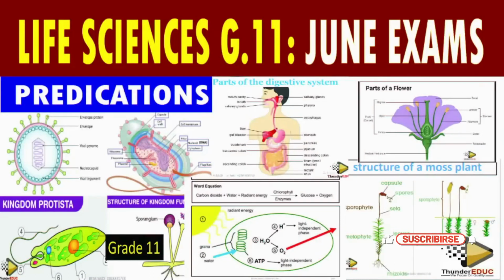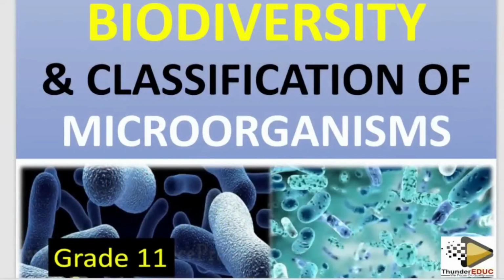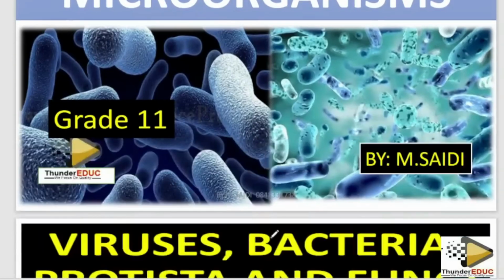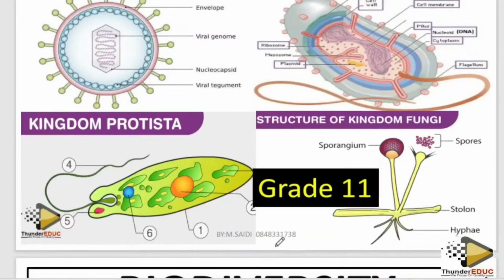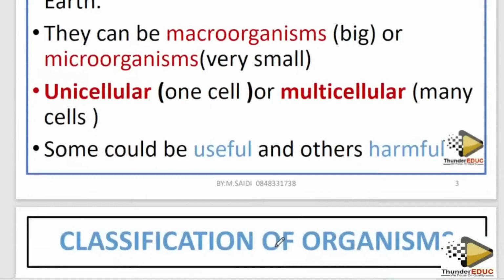We are going to go topic by topic, and I will tell you to expect this, expect this, expect this. Let's start with biodiversity and the classification of microorganisms. When you go to biodiversity and the classification of microorganisms, what you expect here is to know how to draw the structure of a virus, the structure of a bacteria. We like to ask that, and the structure of a fungi.